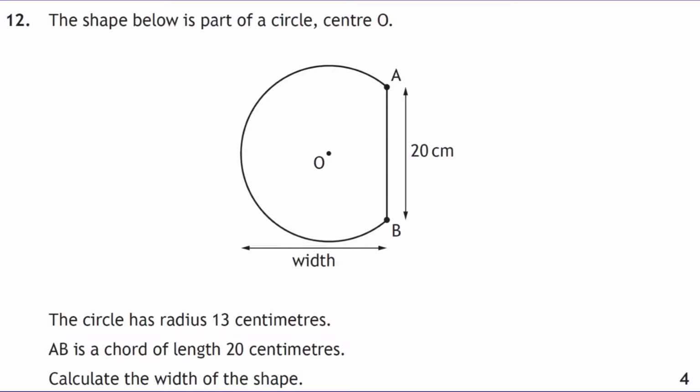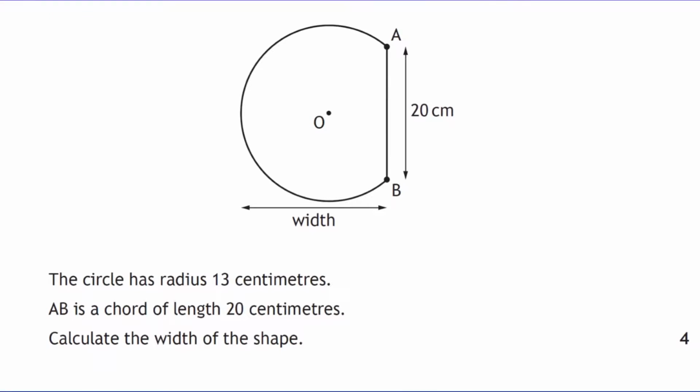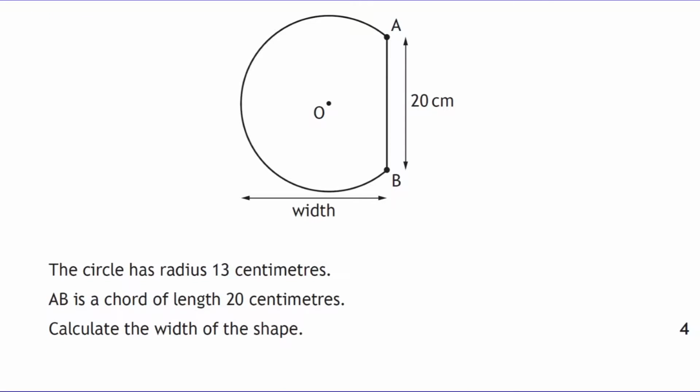Question 12. Okay, this is one of your typical circles with a bit cut out of it. Looks like you're going to have to make a right angled triangle and do a little bit of Pythagoras here. So a circle has a radius of 13. What that's saying is the distance from here to here is 13. That's the key clue usually, that radius value. I could have drawn it from O to A, but I've gone from O to B. So AB is a chord of length 20 centimeters. Calculate the width of the shape. Okay, so it's wanting this part here.